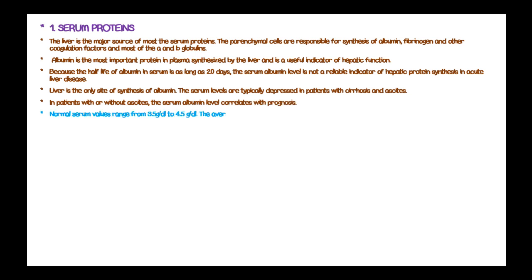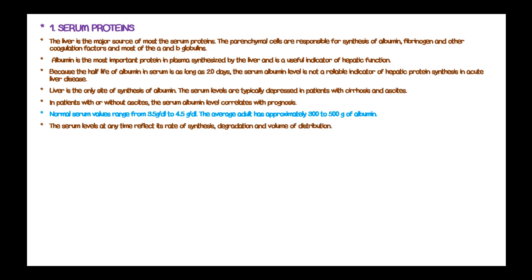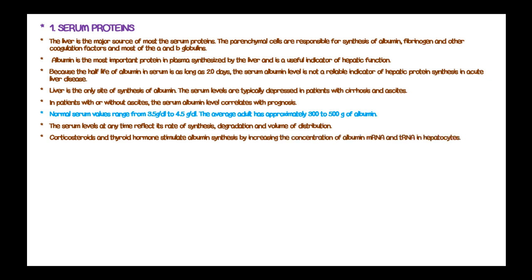The normal range is 3.5 grams per deciliter to 4.5 grams per deciliter, and the average adult has approximately 300 to 500 grams of albumin. The serum levels at any time reflect its rate of synthesis, degradation, and volume of distribution. Corticosteroids and thyroid hormone stimulate albumin synthesis by increasing the concentration of albumin mRNA and tRNA in hepatocytes.